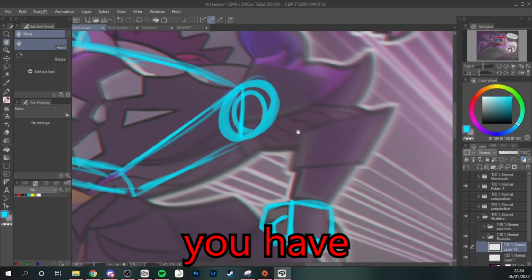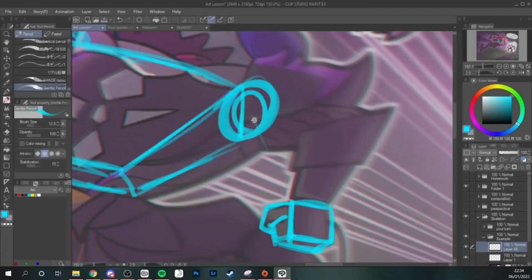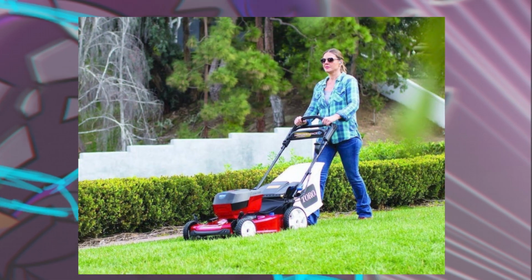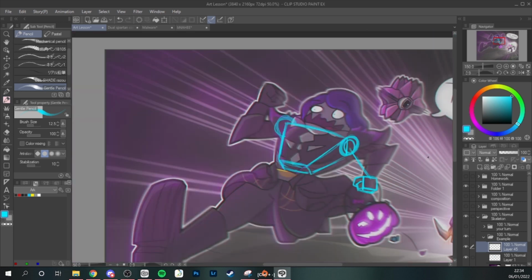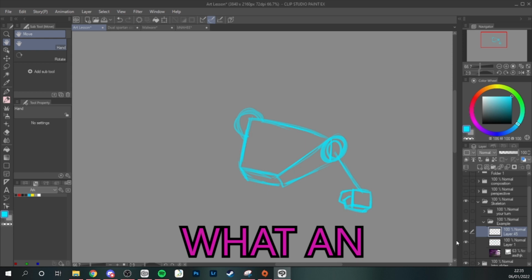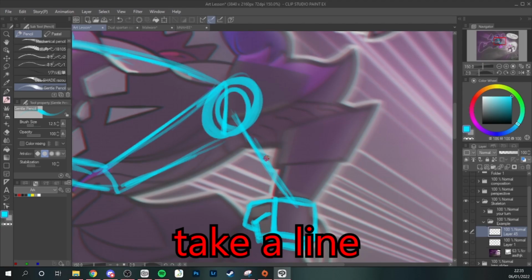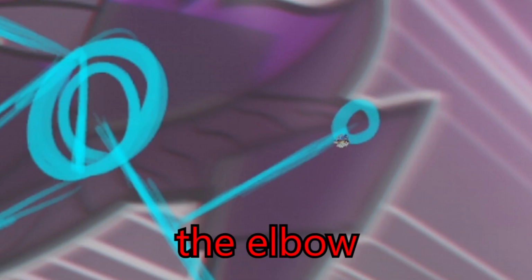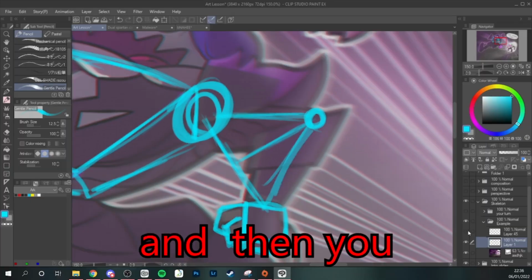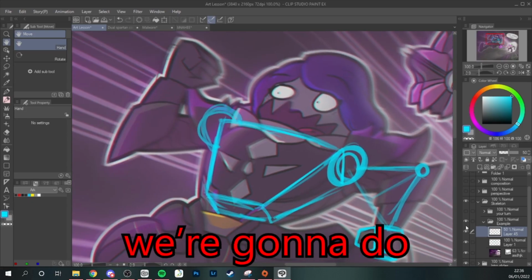What you do for this, you have the shoulder joint and the hand. Start by drawing a line to the hand. And that's your arm. Wow, would you look at that arm? There's no bend. What an arm! So from there, go to the middle of the line, take a line and draw it out. And then you draw the elbow. From there, connect them together. And then you hide that, and you got an arm. What we did here, we're gonna do over here.